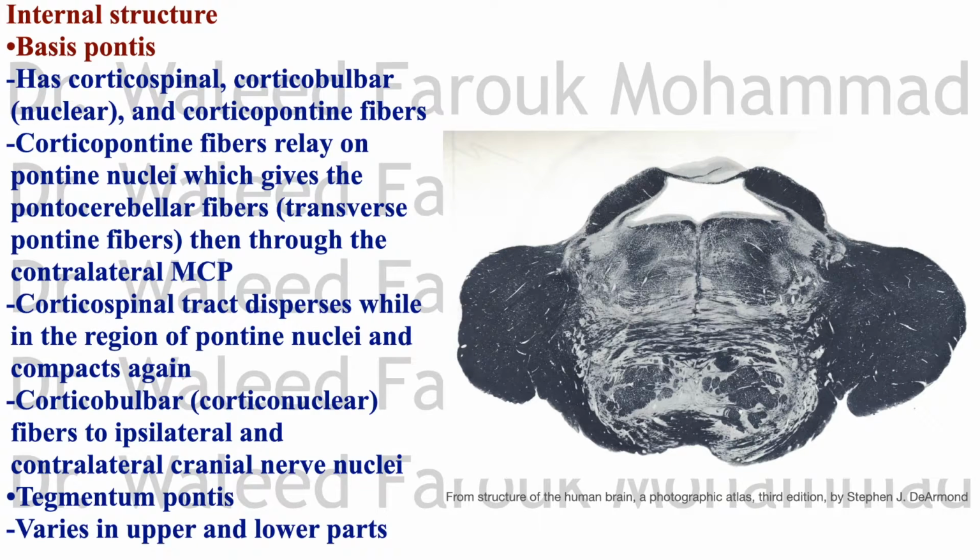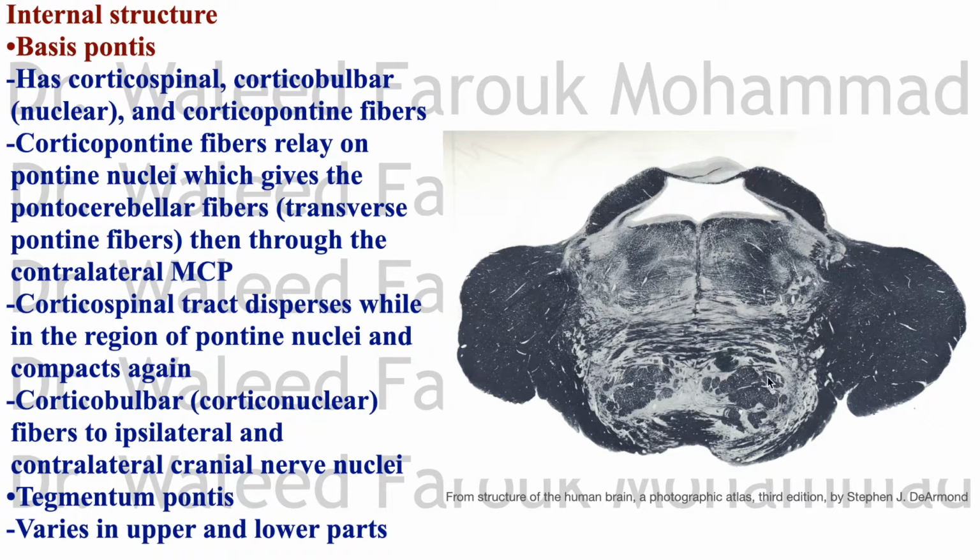The internal structure of the pons, this is a cut section of the pons at a higher level. This is the superior cerebellar peduncle and superior medullary velum. This is the fourth ventricle, so this is dorsal, this is posterior, this is anterior. This is the middle cerebellar peduncle. Remember, I told you in these sections that the white matter appears dark in color and the gray matter appears light in color. So all these is gray matter.